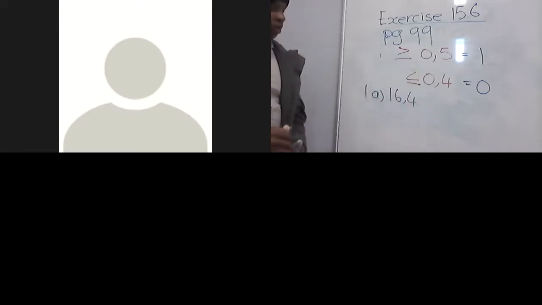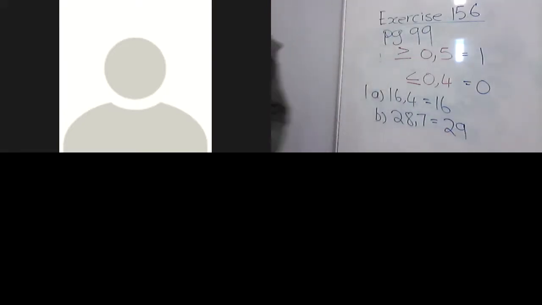So this will be 1, take it to 1. If it's less than 0.4, excuse me, take it to 0. So what does this mean? I will explain doing exercise 15.6. Look at number 1A. We have to round off the following decimal to the nearest unit. So 1A says 16.4. The decimal is 0.4, or it's less than 0.4. Okay? So if it's less than or equal to 0.4, it will bring it down to 0. So we bring the decimal to 0. That will be 16. So the answer will be 16.